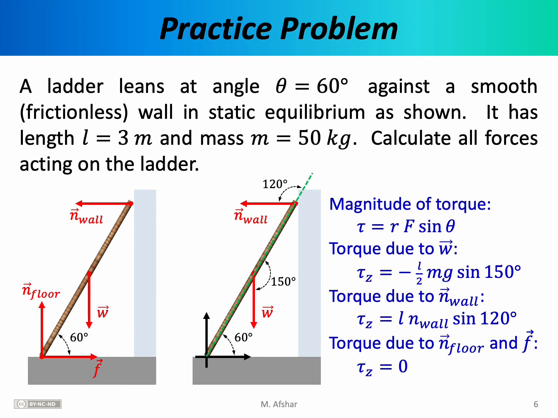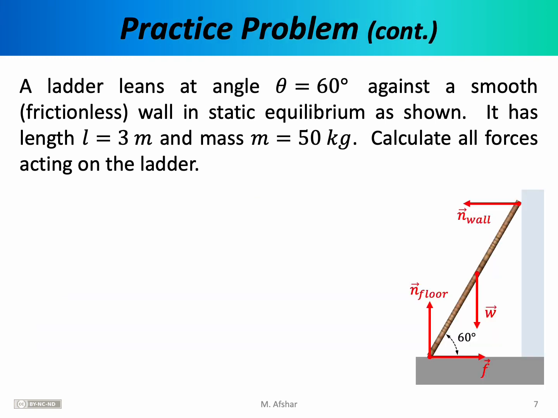All right, now we are ready to basically add all of the forces and set them equal to 0. Also add all the torques and set them equal to 0. Continuing with our practice problem, we'll start with the sum of the forces in the x direction. If the ladder is to be in static equilibrium, then we want all the forces in the x direction to add up to 0. There are only two forces pointing in the x direction. There is friction pointing in the positive direction and n wall pointing in the negative direction. At this point, we don't know what F is and we don't know what n wall is, so this equation by itself is not very useful.